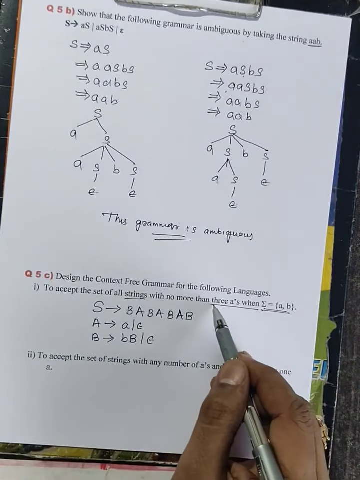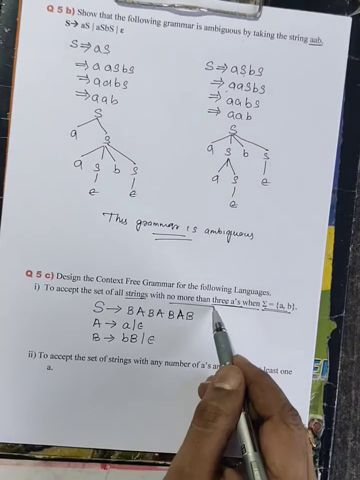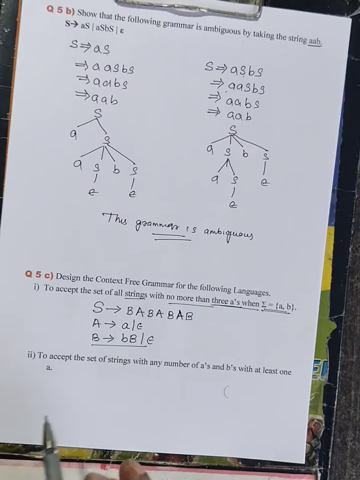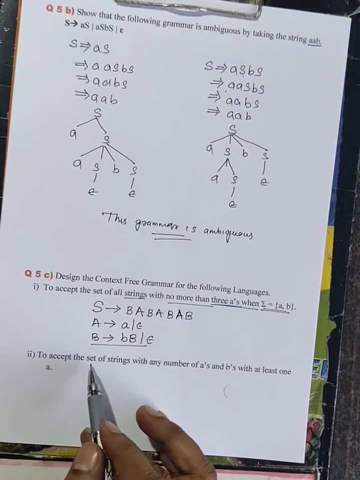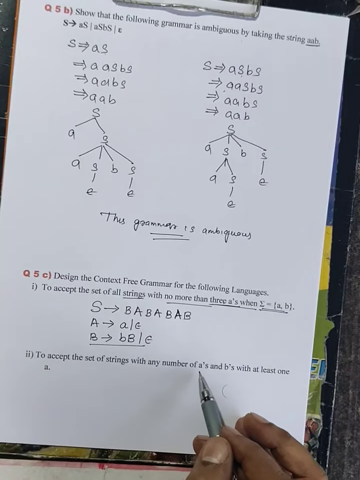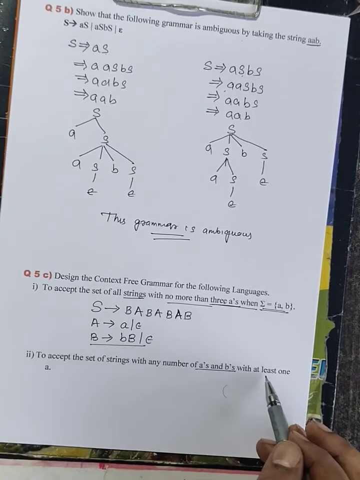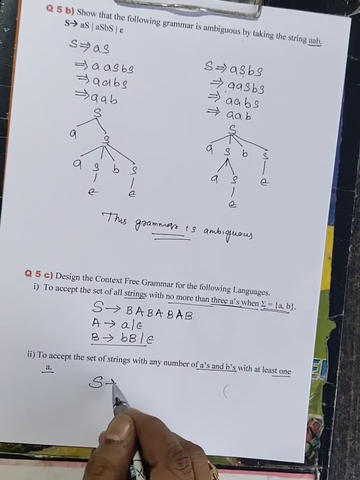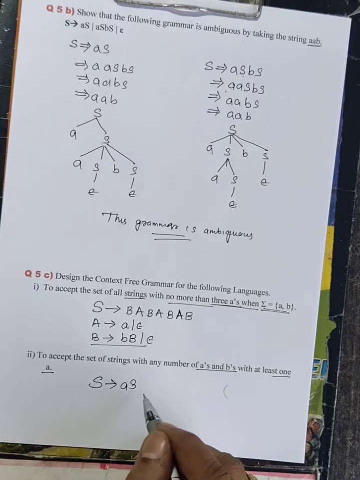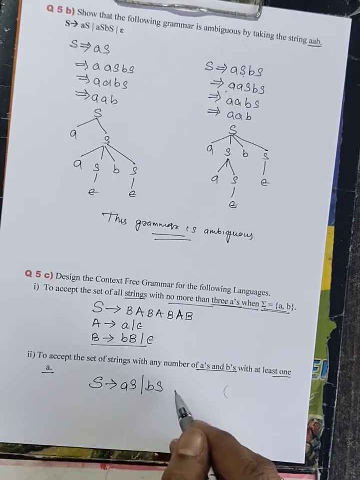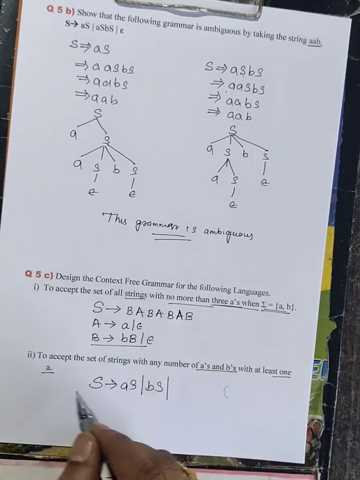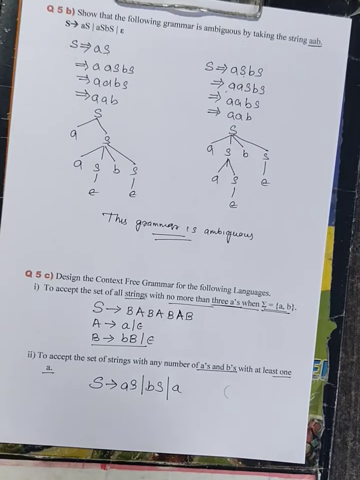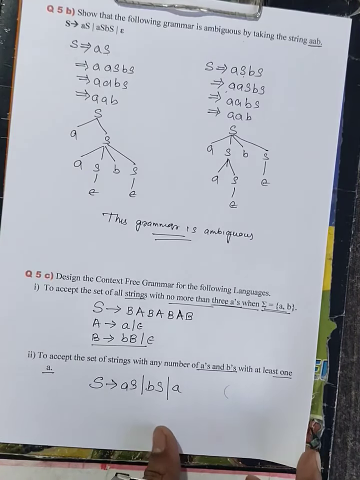From A's and B's, no more than 3 A's. There is no restriction on the number of B's. This can generate any number of B's. Next, to accept the set of strings with any number of A's and B's with at least 1 A. S produces A S, any number of A's, B S, any number of B's, with at least 1 A. S can produce 1 A or more, and any number of A's and B's. This can generate at least 1 A.